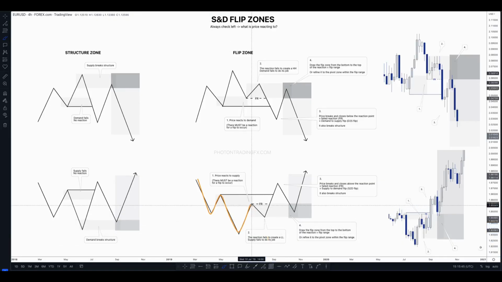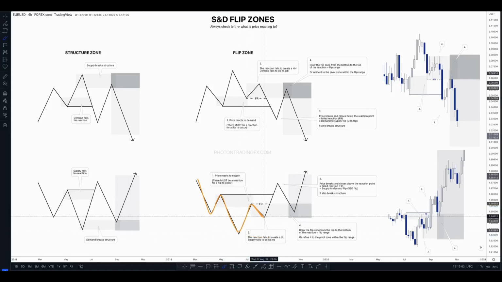do. But in this instance, it has a reaction. And remember, there must be a reaction for there to be a valid flip. If price just goes straight up through, then there's no flip here, right? We need to see a reaction. So there is a reaction, which means there should be some supply within there, but that reaction fails to do its job.